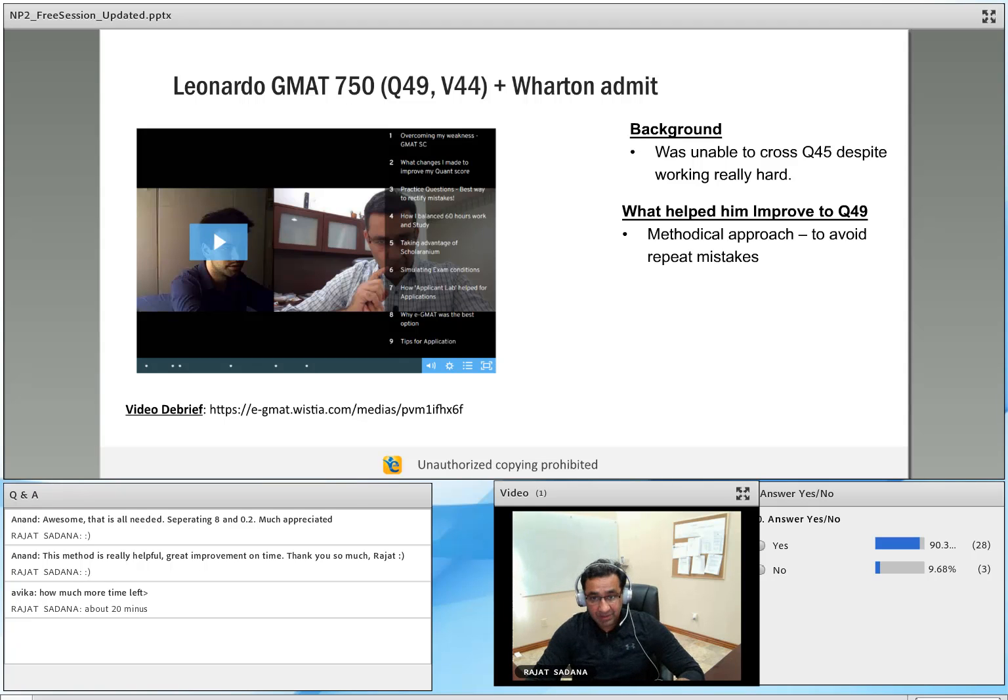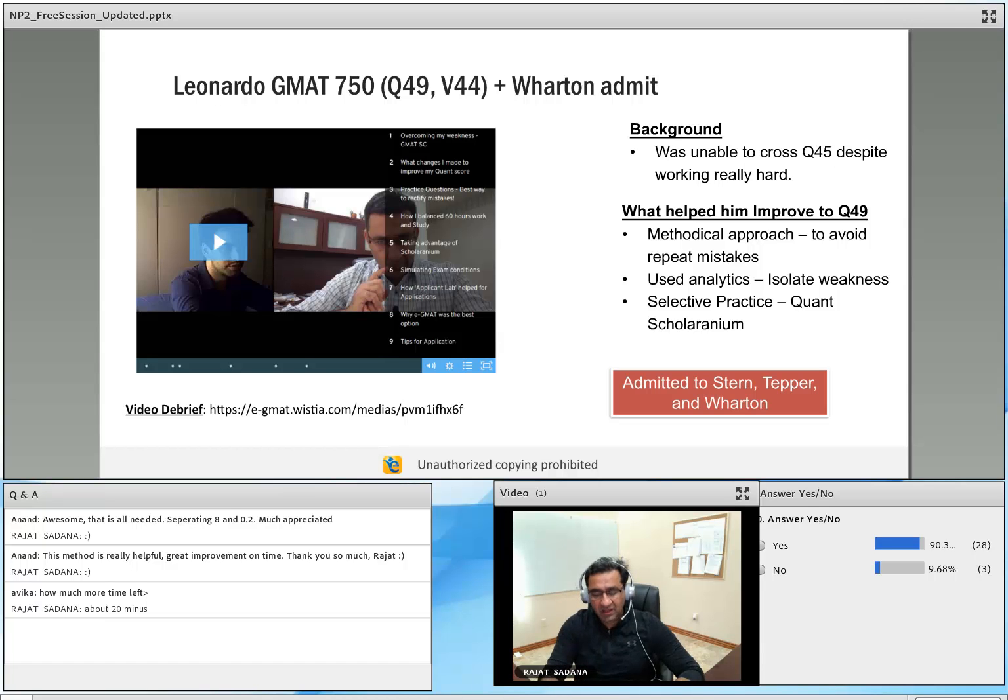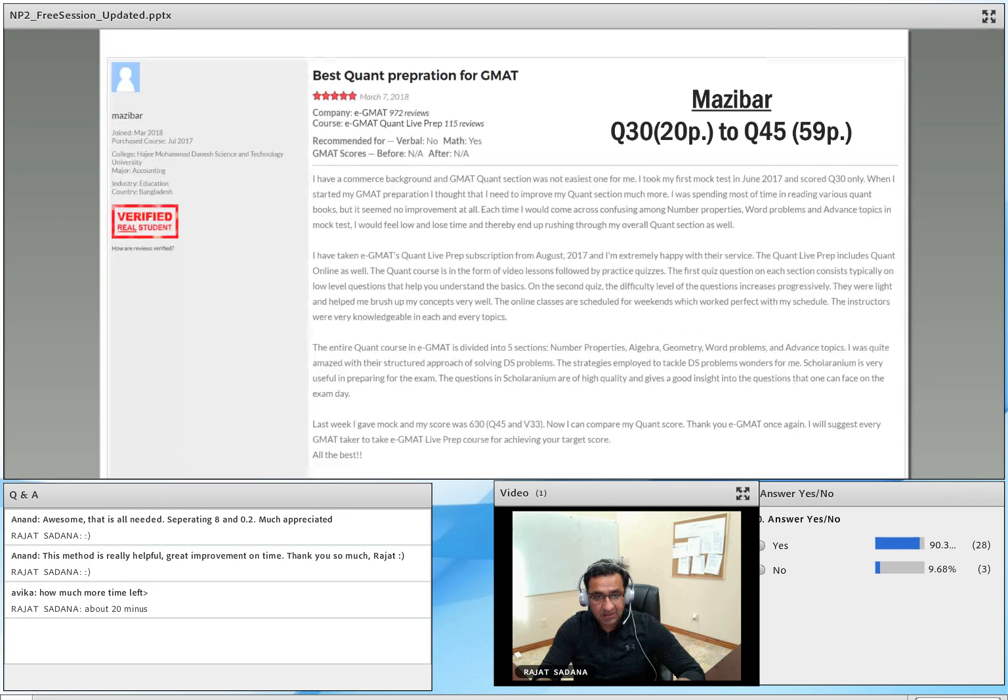What helped him improve to a Q49? He actually made sure that he focused on logic. He made sure that he used data to figure out the areas that he needed to work on and build his confidence there. Because a lot of GMAT quant is about building that confidence, and then he did selective practice. Again, he got admitted to Stern, Tepper, as well as Wharton. He's in his second year at Wharton right now.